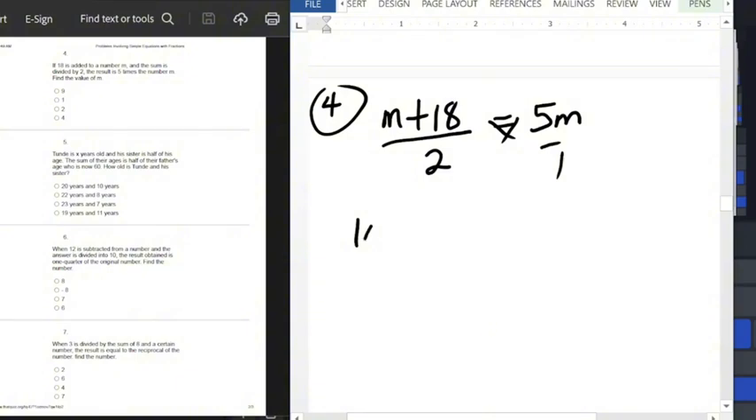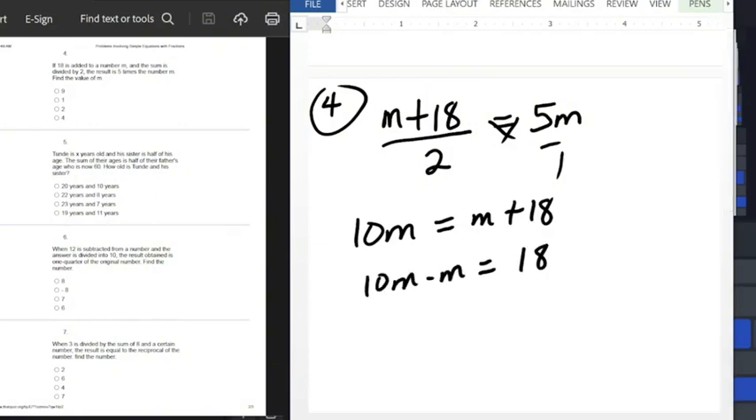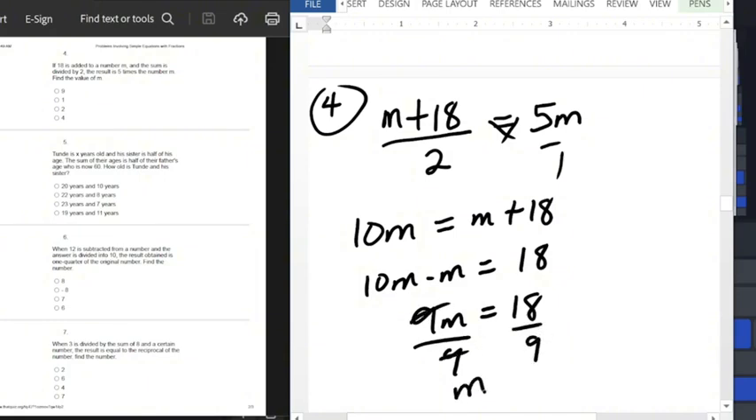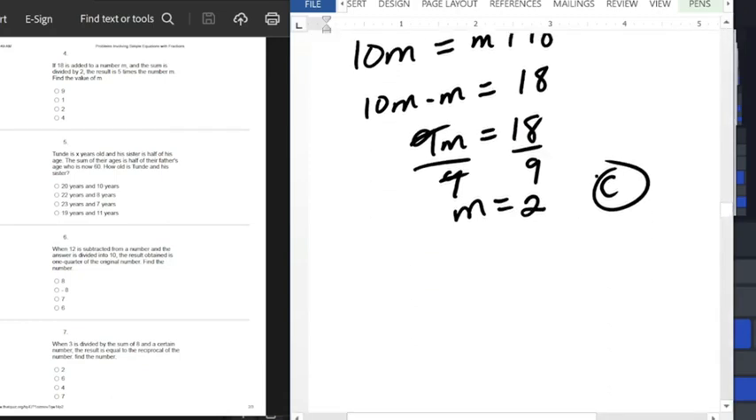So we have 10m equals m plus 18. So that is 10m minus m equals to what? 18. That is 9m equals to what? 18. Divide both sides by 9. So therefore m is equal to what? 2. That is option C. I hope that is clear.